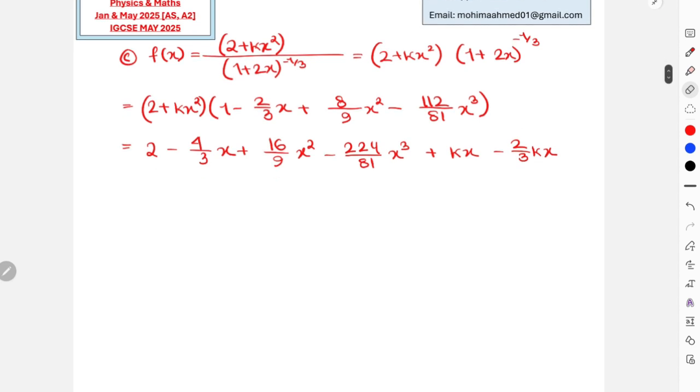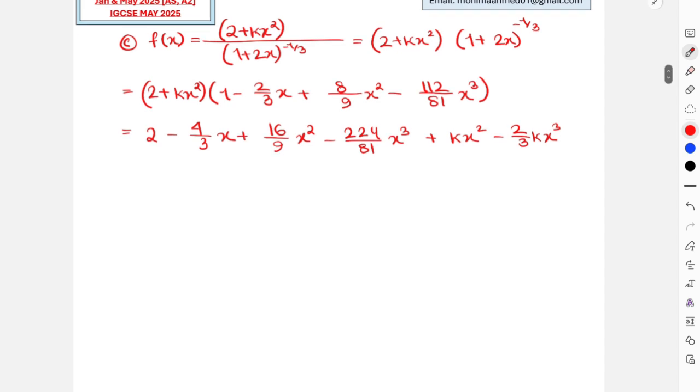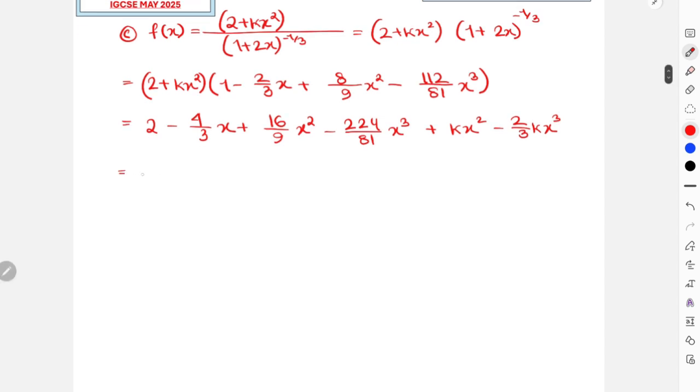Okay, so this is it. Now this is a square over here, and this is going to be cube, right? Up to this format we'll just multiply. We'll not multiply it with x square or x power 3, because then it will give you x power 4 and x power 5, right? That is not needed. So now you get 2 minus 4 by 3x.